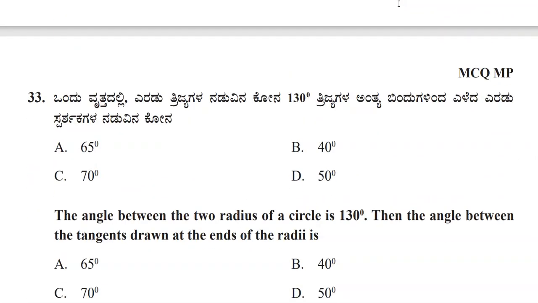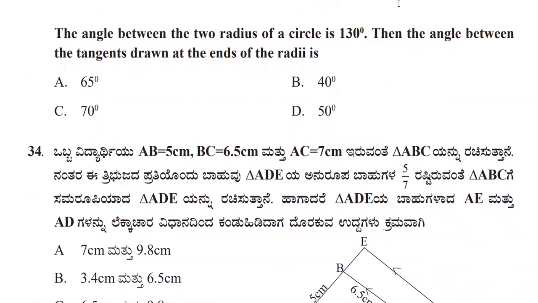Next, question number 33. The angle between the two radii of a circle is 130 degrees, then the angle between the tangents drawn at the ends of the radii is. The correct option is option D, 50 degrees.